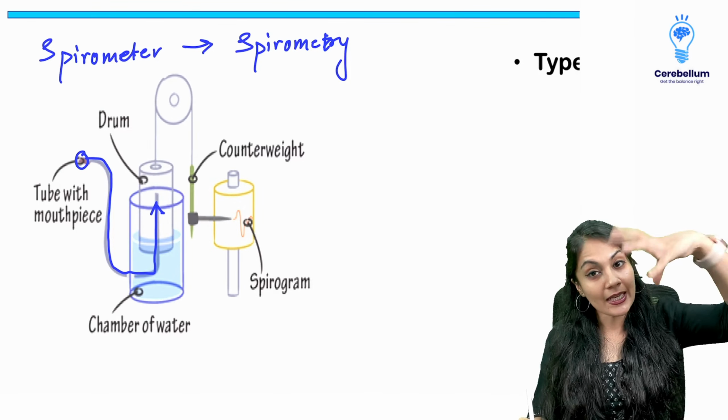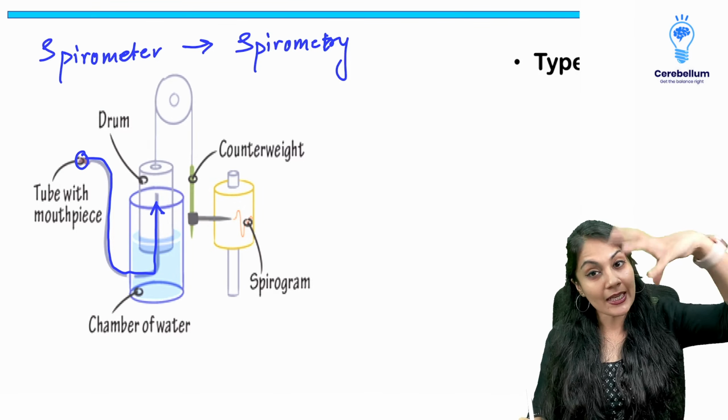All right, now as soon as the person inspires, that means whatever air was in the bell, some amount of that air went into his lungs. So what will happen to the bell level? Understand, this air is going into the lung of a person, so definitely the bell is going to go down. If the bell is going to go down, what will happen to the pulley? The pulley will move. And what will happen to the pen? The pen will come upward.